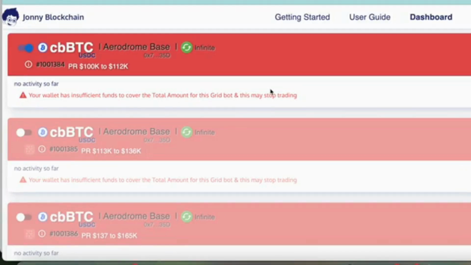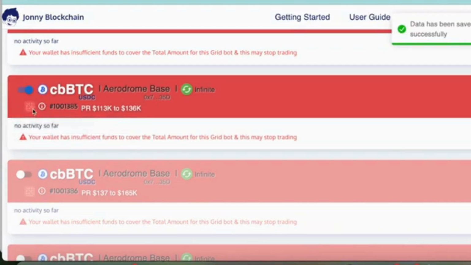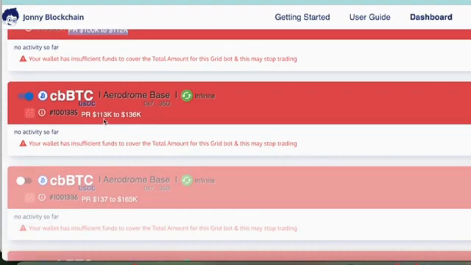If I look at my grid bots now, I've set a few up here. So I've got this one that's running now. This is the price of what I believe it's in the range of now, which is 100,000 to 112, and I'll switch that on. Coming down to this next one, I'm going to switch it on. I've got this red symbol to say it's outside the grid, but this won't kick in until the price gets to 113,000, which is $1,000 above this price range here. I've called the bot names PR for price range, lower price range, upper price range. And the same here, lower price range 113 to 136.